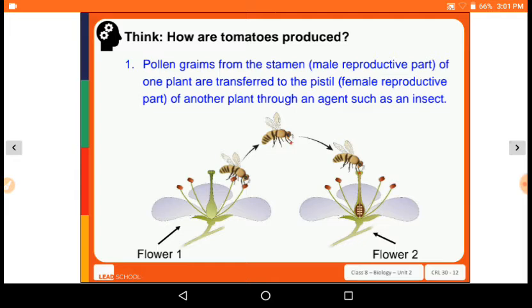The pollen grains from the stamens of one plant are transferred to the pistil. It is the female reproductive part of another plant, through an agent such as an insect. So एक फ्लावर के जिसको मेल रिप्रोडक्टिव पार्ट बोलते हैं. For an example, आप यहाँ पे फिगर के अंदर देख रहे हो कि कोई एक इंसेक्ट है, वो यहाँ पे आप लोग देख रहे हो.